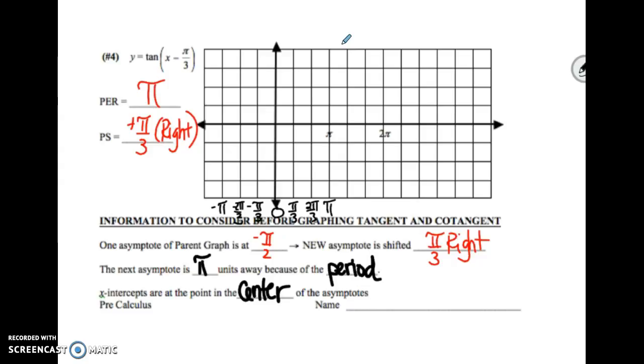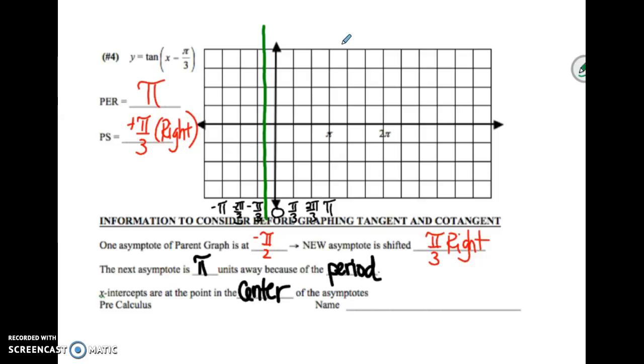Okay. So our original asymptote is at negative pi over 2, right? And our new asymptote is going to be shifted pi over 3 units to the right. Well, remember that negative pi over 2 is the same as negative 3 pi over 6. So if we're at negative 3 pi over 6 and we're shifting pi over 3 to the right, then we're going to be at negative 2 pi over 6. Well, negative 2 pi over 6 is exactly halfway between 0 and negative pi over 3. That is a little bit tricky to figure out. You really have to think about fractions there, okay? So that's where our first asymptote is going to be.